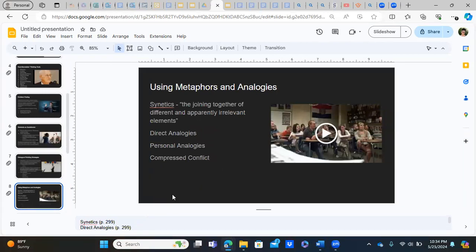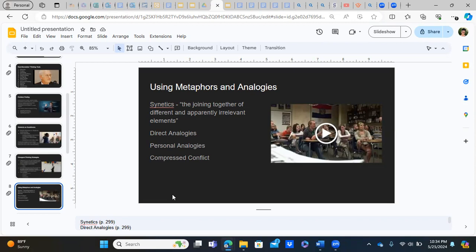The next thing that we're going to talk about is using metaphors and analogies. Simply put, synectics is the joining together of different and apparently irrelevant elements. And this is a wonderful way not only to build creativity within our students, but especially for gifted students, it's a really fun way to communicate with them.